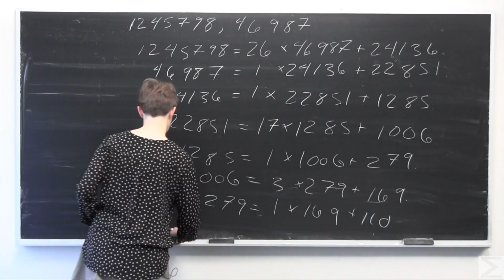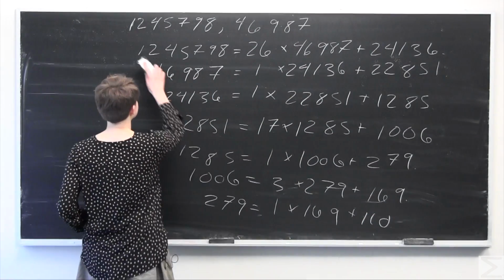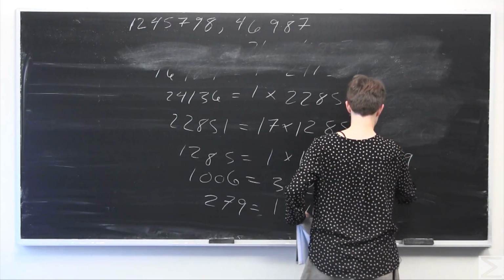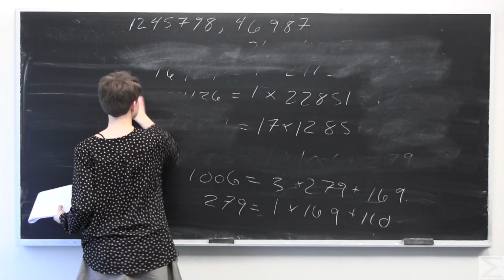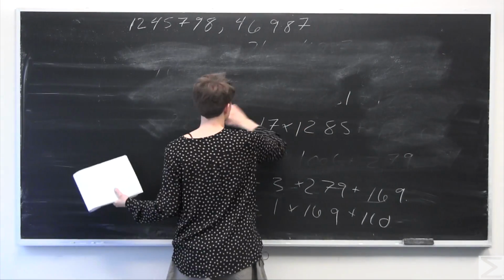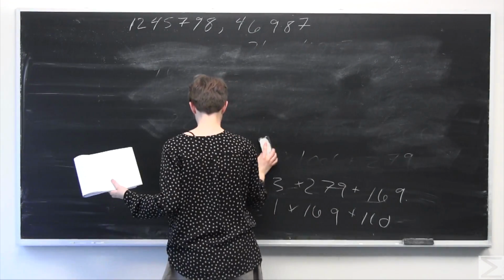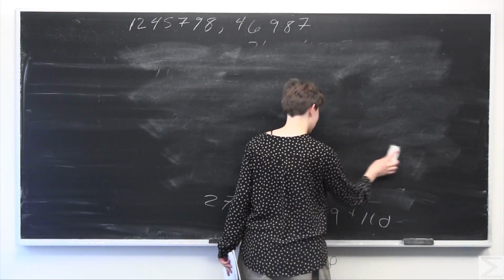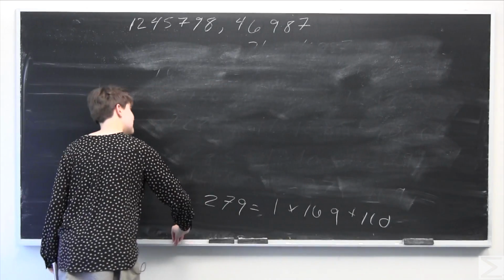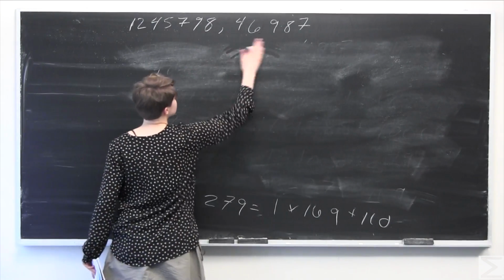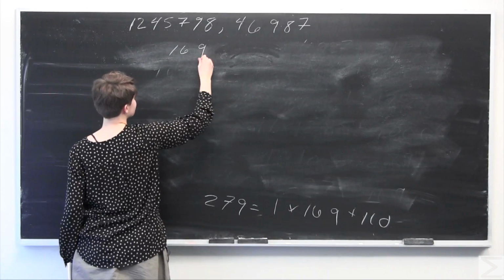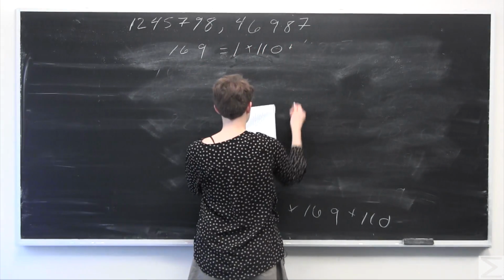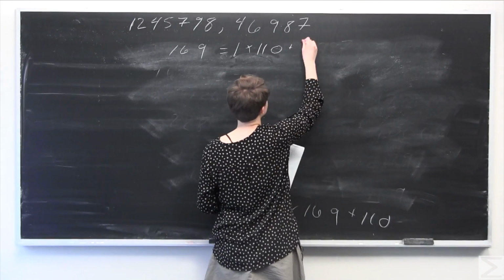I'm going to go back up here to the top. As you can see, probably the best way to go about this would be using your calculator, unless you really want a good exercise in patience, number 1, and long division, number 2. Going over again, same procedure. 169 is equal to 1 times 110 plus our remainder 59.